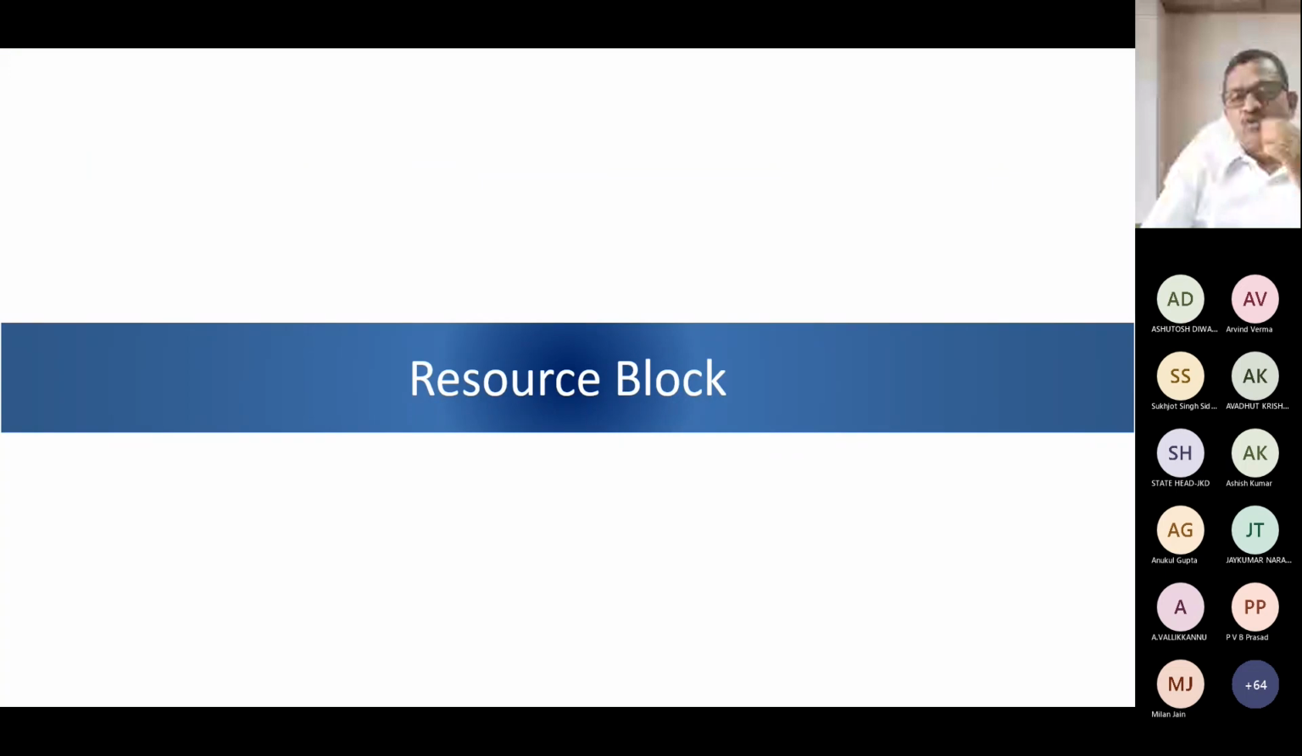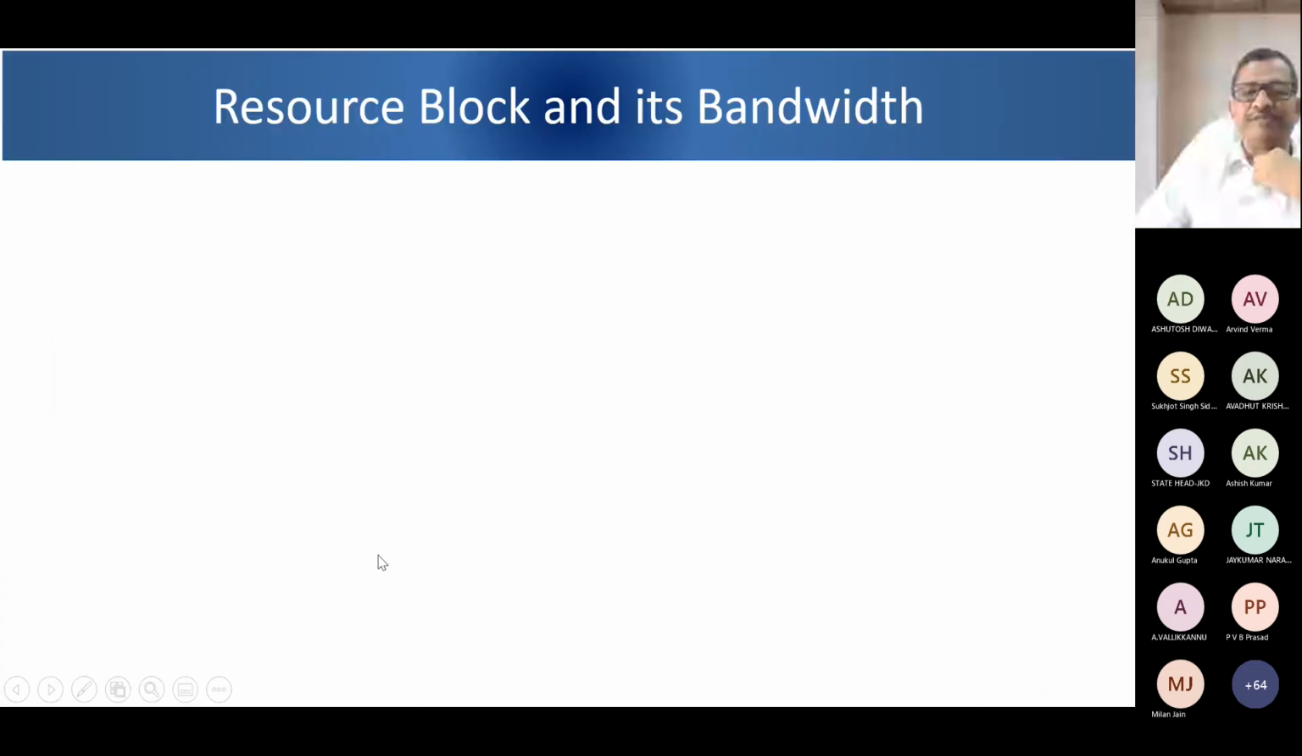Okay, now what is a resource block? Many of you might have worked in 4G. Can you tell me, in the case of 4G, what is the concept of a resource block? Anyone? Any of you can tell me the concept of resource block in 4G? Okay, no problem. Let us discuss 5G straight away.